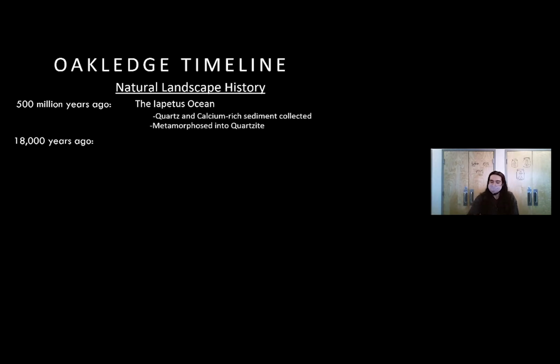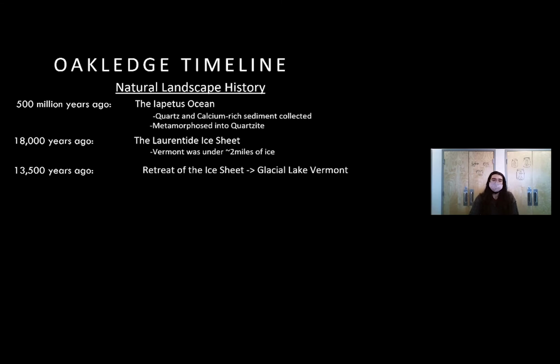So moving on, 18,000 years ago, the Laurentide ice sheet. This was what we call the most recent ice age. Vermont was under roughly 2 miles of ice, as was much of northern New England. Then we're going to jump forward just a little bit further now, not quite as big of a jump, but 13,500 years ago, the ice sheet began to retreat.